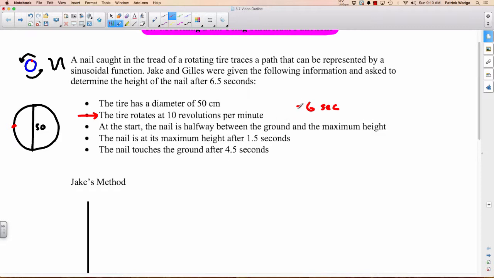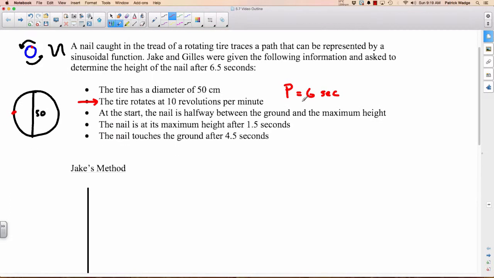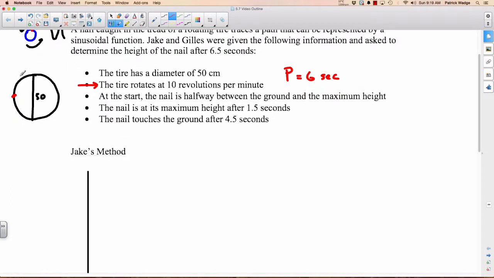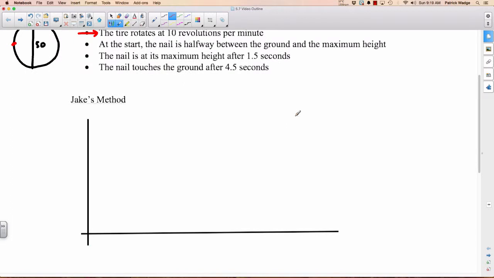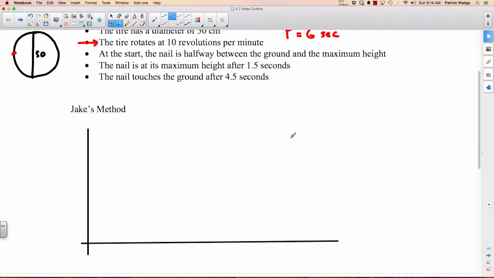So what does that refer to? That refers to the period, the amount of time in order for a complete turn of the wheel, or a complete cycle of the sinusoidal function, is 6 seconds. So what I've done here is I put a graph, and because the period is 6 seconds, let's go way out here and put 6 seconds out here. This is our time in seconds, and of course we're going to put 0 here.